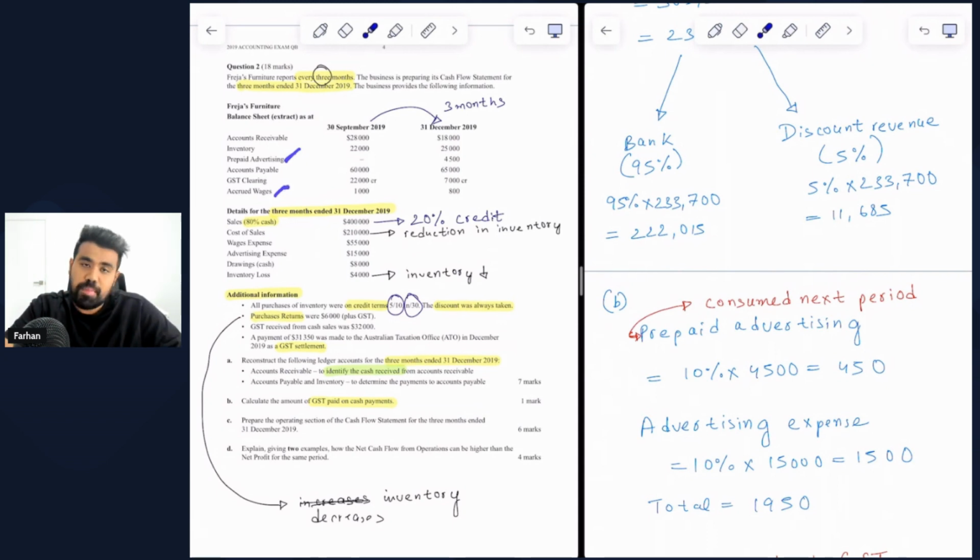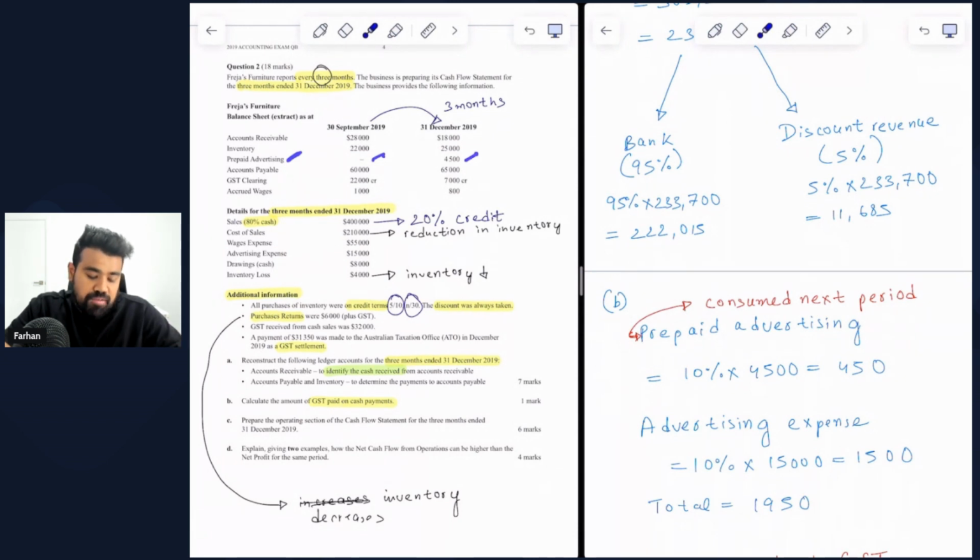Because wages are the payments that you give to your employees, and those payments are already taxed on a personal level. So that has no relevance to GST. So the only thing relevant from the balance sheet extracts is prepaid advertising. So you can see we did not really have any prepaid advertising to begin with on 1st of October 2019, but we have some prepaid advertising that we have paid for, and that is $4,500 at 31 December 2019.